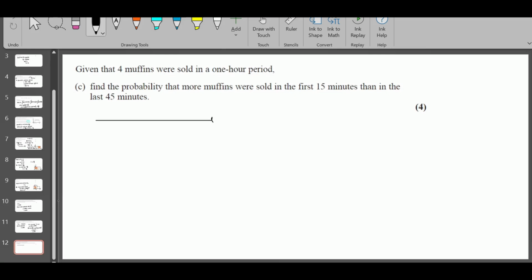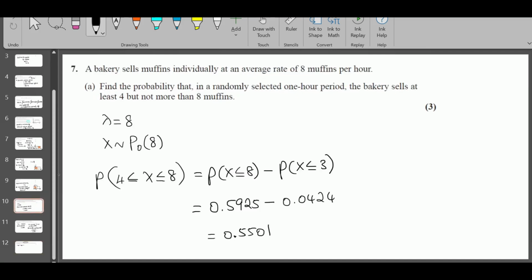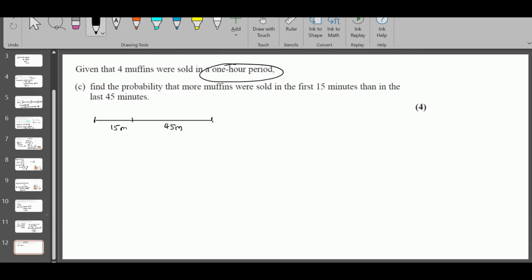This is a 60-minute period. This is the first 15 minutes and 45 minutes. In 1 hour period, okay, what's lambda? 8 muffins per hour, right? So lambda is 8 muffins per hour. In 1 hour period they sold only 4. But we need to find the probability that out of this 4, more muffins were sold in the first 15 minutes than in the last 45 minutes.